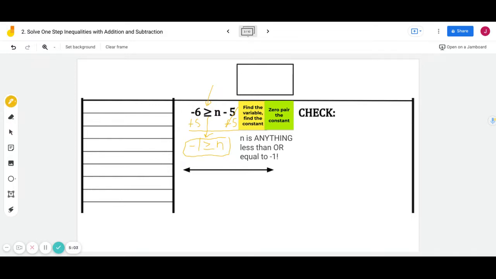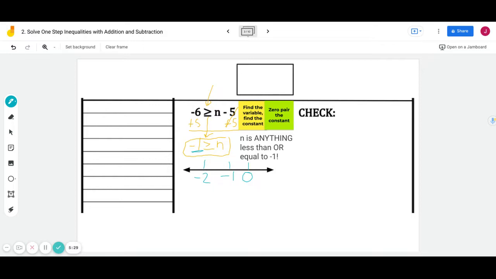So now we're going to graph. I think I did my graph in blue. My target number is -1. Now, this is the first time we've had negatives on our number line. So to the right of -1 is where the numbers get larger, so that would be 0. To the left of -1, they get smaller. That would be -2. Remember, the bigger the negative, the smaller it is.